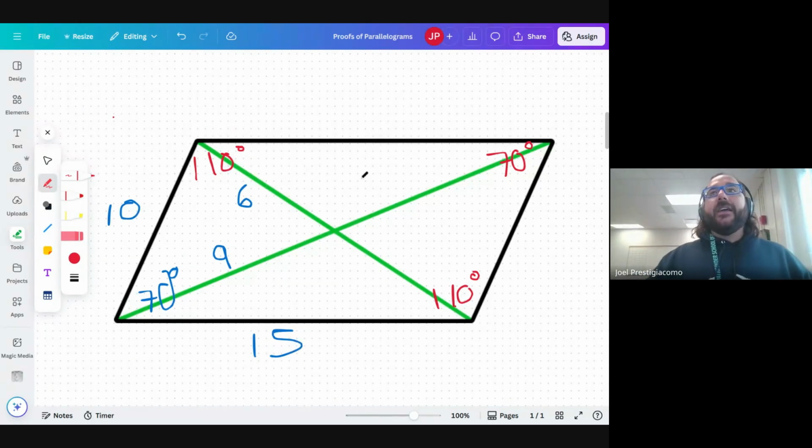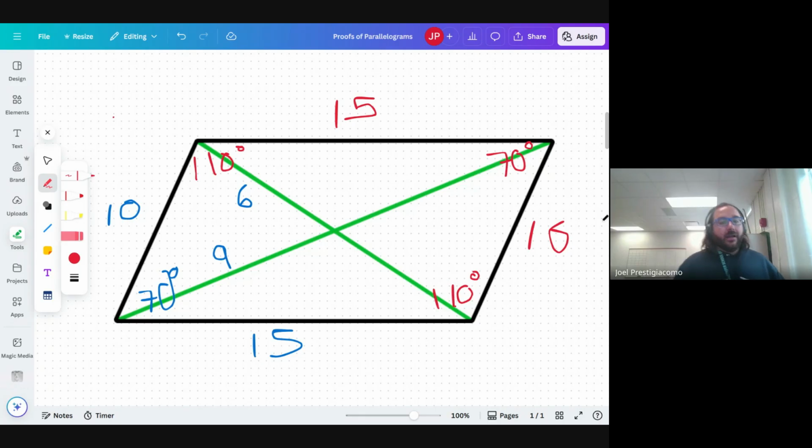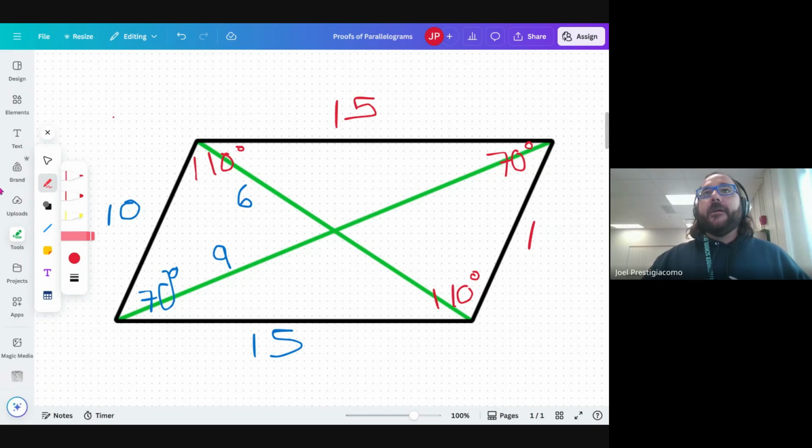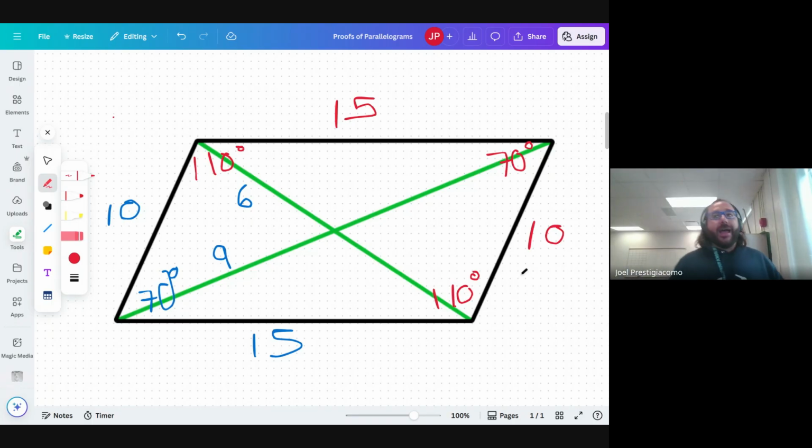We also know the side lengths, right? So the top side should be 15, and the right side should be 10. We know that that should be equal. Sorry, I know that looks like a 16, but sometimes it gets a little sloppy here. 10. So we know that has to be true as well because opposite sides have to be equal in length.